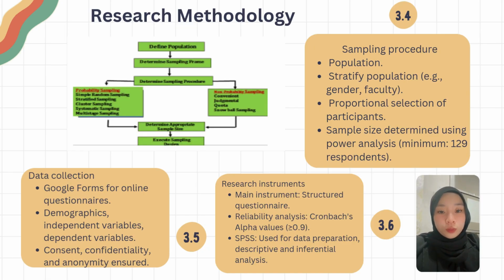For 3.4, we defined the target population and divided it into groups like gender and faculty, and selected participants proportionally. 129 participants are required to achieve the result, and our final sample is 172.